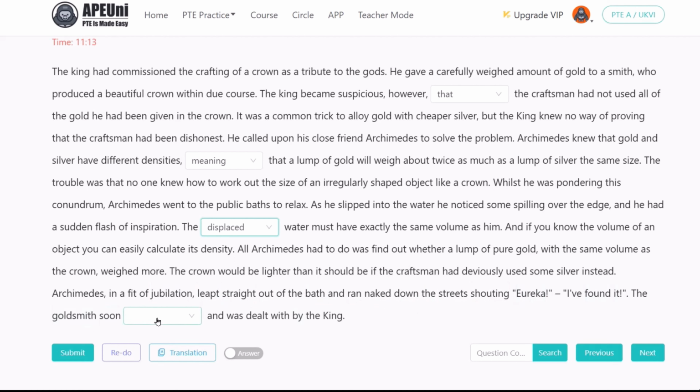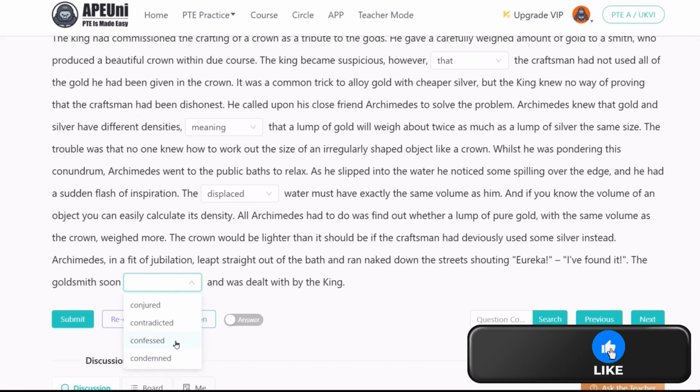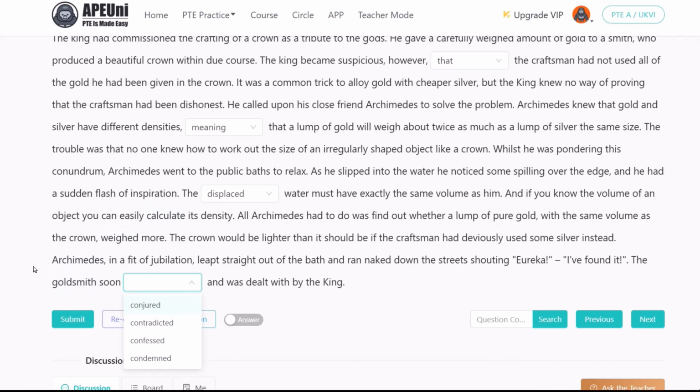The goldsmith soon confessed and was dealt with by the king. What options do we have? Conjured, contradicted, confessed, condemned. Let's see which one is correct. So confessed looks like the correct option here. Confessed means to admit wrongdoing, fitting the goldsmith admitting his deceit after being exposed by Archimedes, right? So confessed describes acknowledgement or admission of guilt. The suspect confessed to the theft. He confessed to lying during the trial.